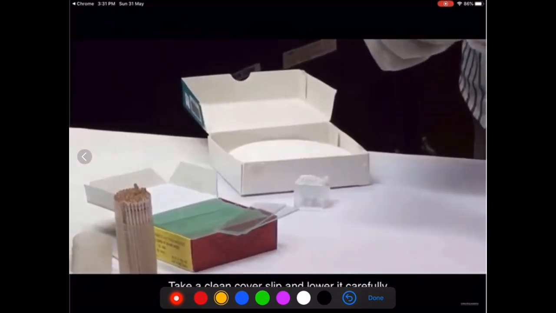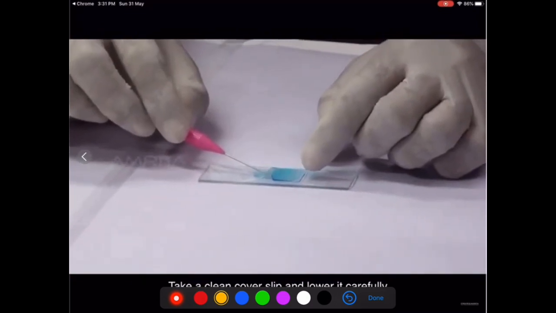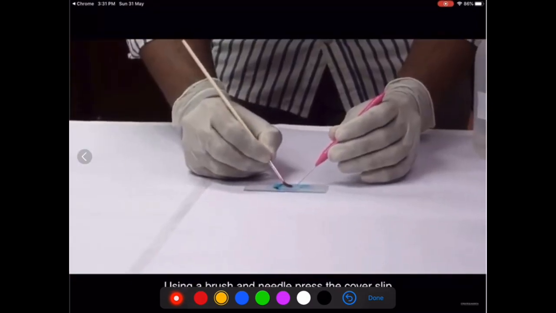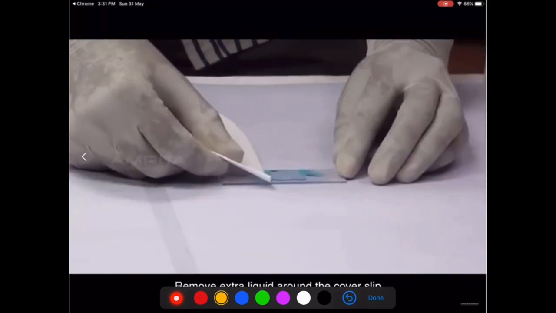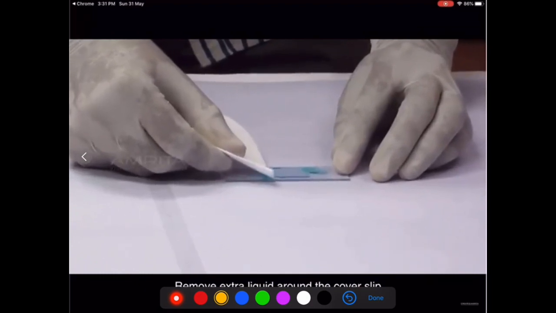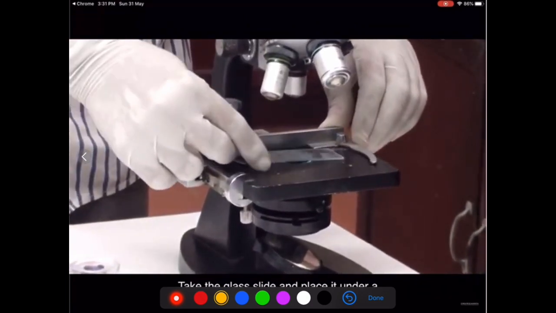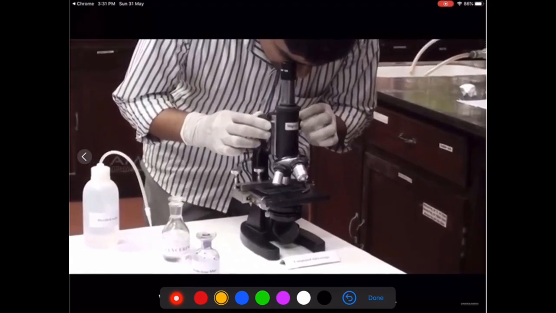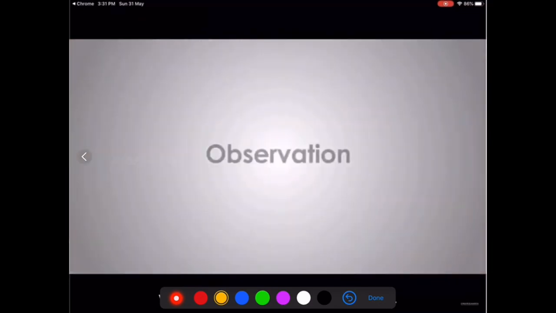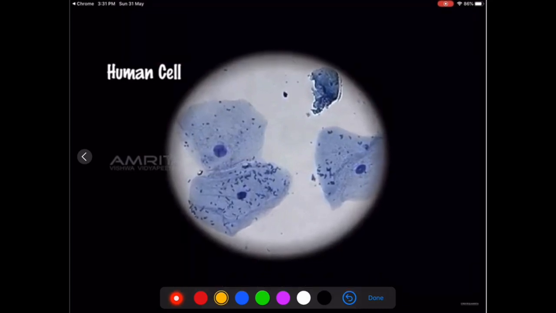Take a clean cover slip and lower it carefully on the mixture using a needle. Using a brush and needle, press the cover slip gently to spread the epithelial cells. Remove extra liquid around the cover slip using a blotting paper. Take the glass slide and place it under a compound microscope. View the slide under the compound microscope. Observation: a large number of flat and irregular shaped cells are observed.